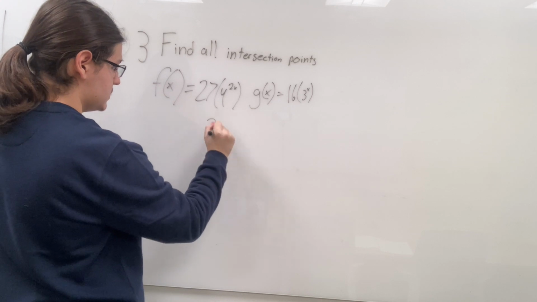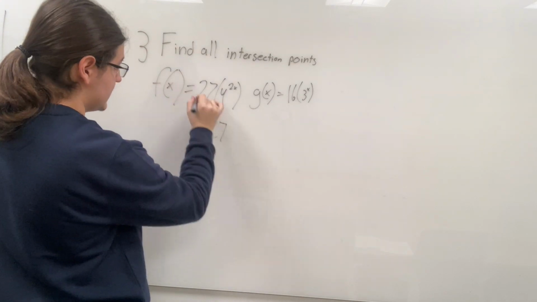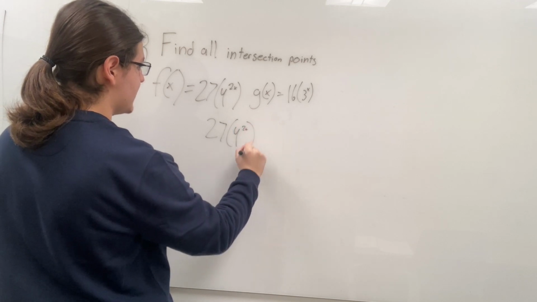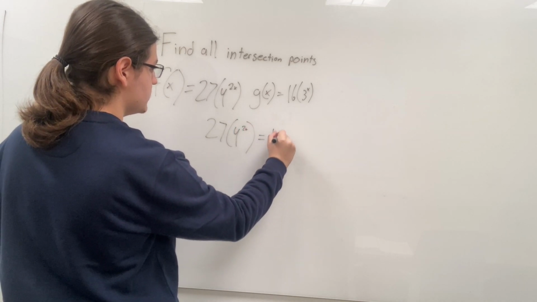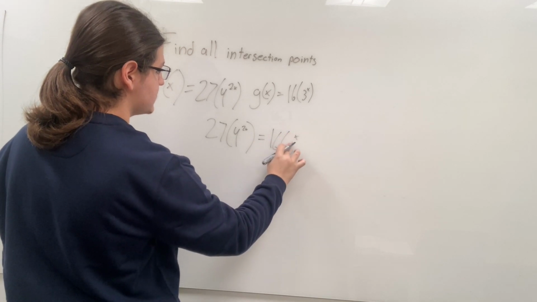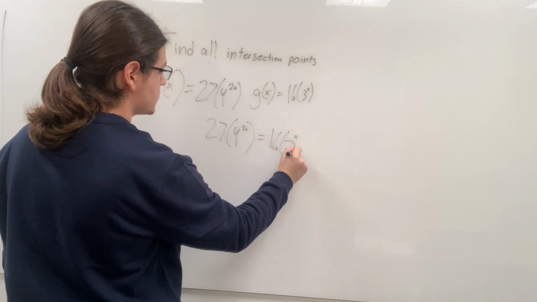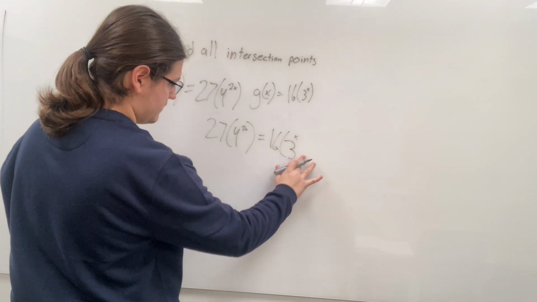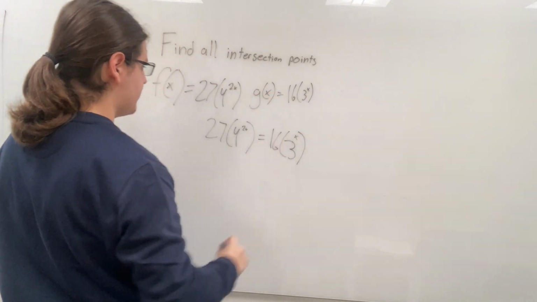So this, just g of x, or f of x here, 27 times 4 to the power of 2x is equal to 16 times 3 to the power of x.